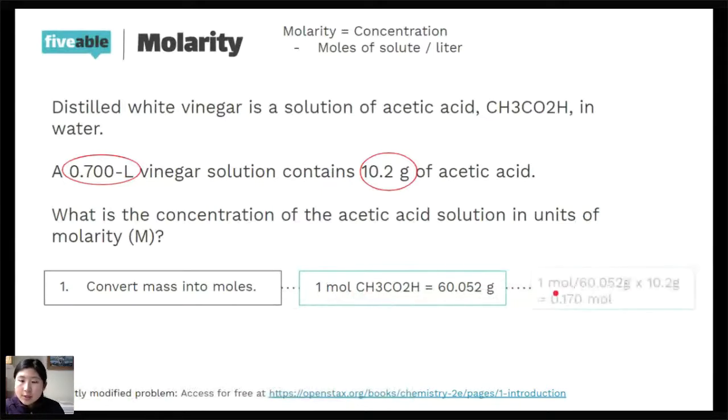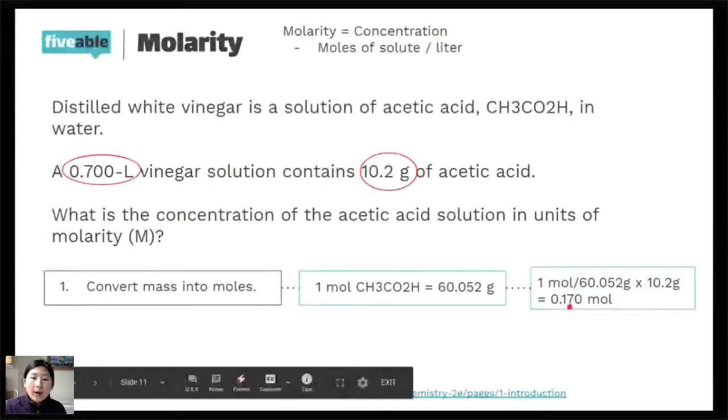Then next you multiply. You put 1 mole over 60.052 grams, which is the unit of 1 mole of acetic acid, and you multiply that by 10.2 grams of acetic acid, which is what we have right here. And that will equal 0.170 moles of acetic acid.